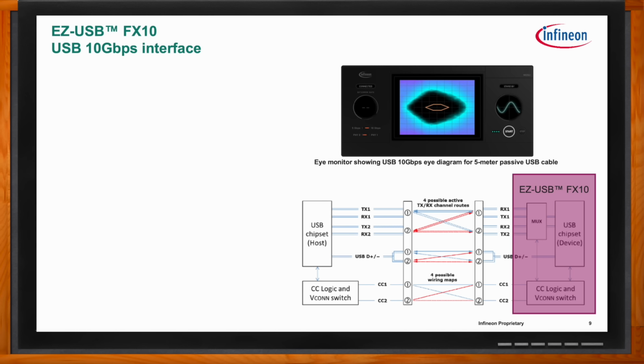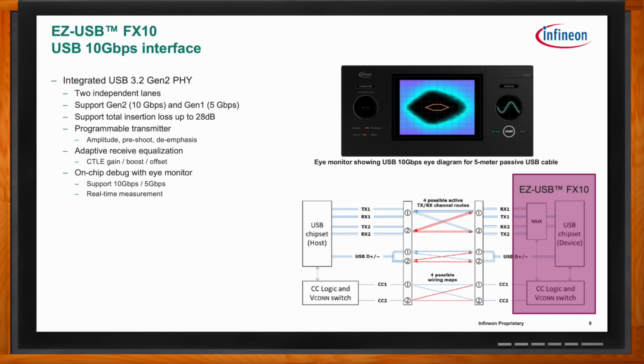The USB 3.2 Gen 2 PHY in the FX10 is designed entirely in-house from scratch. That includes 2 independent lanes that you can select without using an external mux. It supports 10 gigabit of speed for each lane. Best of all, it can support up to 28 dB insertion loss, and that capability allows higher speed and longer USB passive cable support.